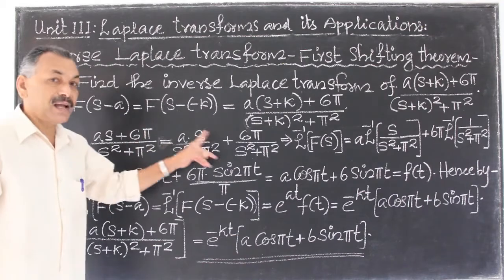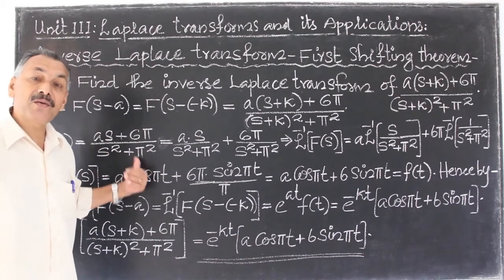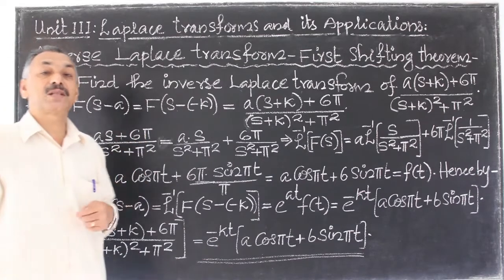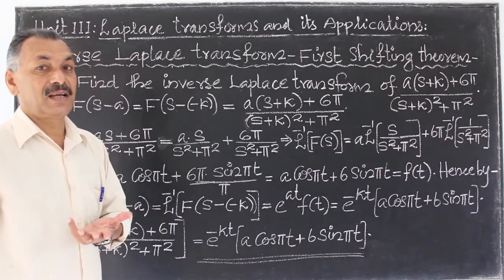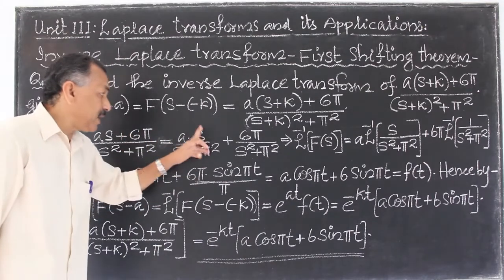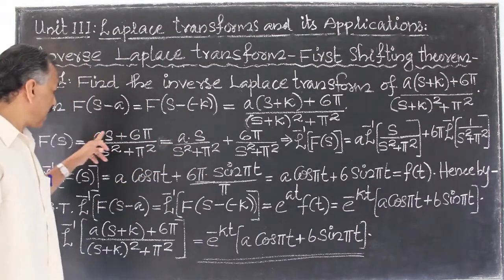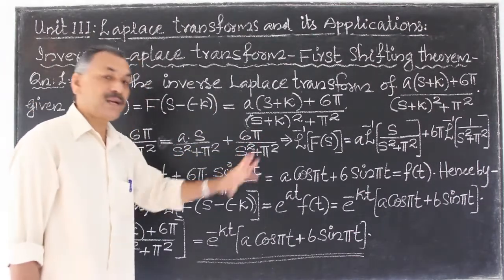We know the formula for 1 divided by s² + a² and the formula for s divided by s² + a², so we can find the inverse. There is no need for partial fractions. We split this: that is A into s divided by s² + π², plus 6π divided by s² + π².